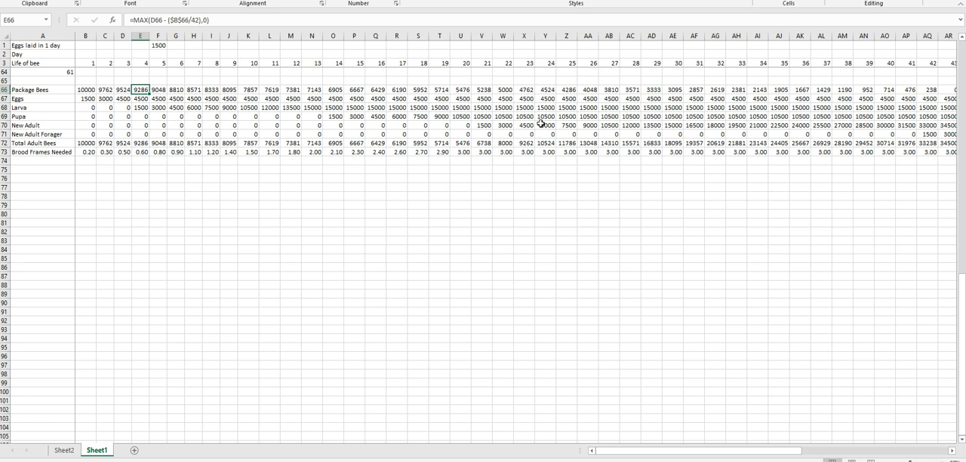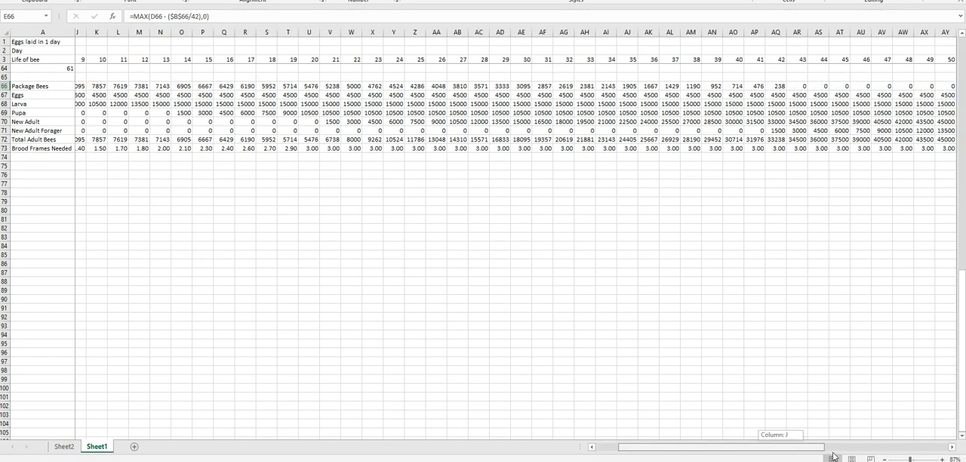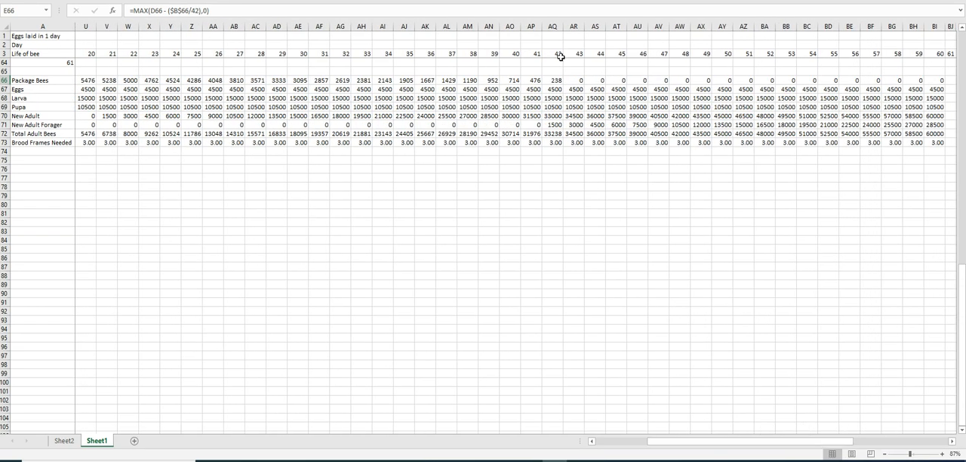Okay, but your bees that have emerged inside your hive aren't going to be foragers until day 42. So if we scroll out here just a little bit and look at what happens at day 42. Day 42, that's your last package bee. Day 43, you have no package bees remaining. And now your foragers are just 1,500, 3,000, 4,500. So your foragers are growing really quickly here. In a few days, you're going to have 10,000 foragers, which is great.